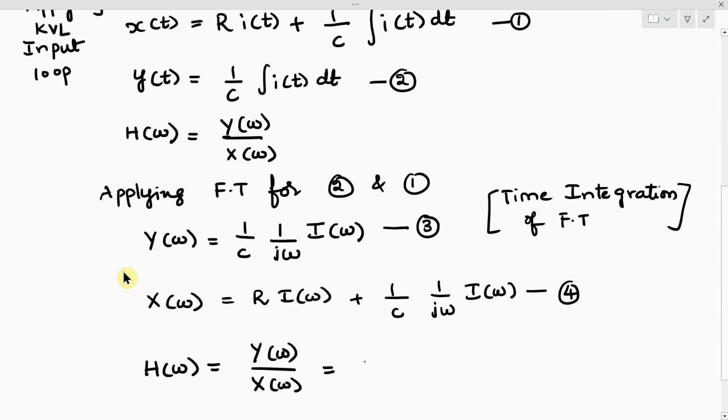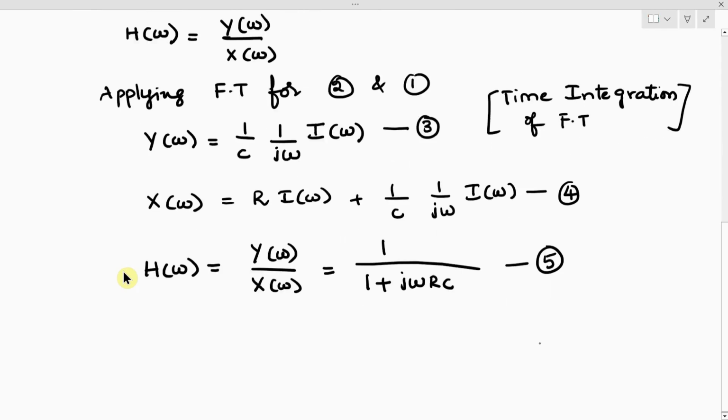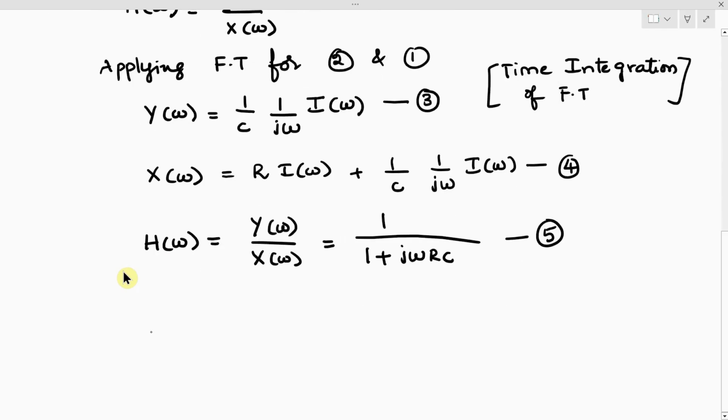I'm going fast because we already did this in the classroom yesterday. Can anyone tell me the final expression? 1 by 1 plus j omega rc. Okay. And from this, how can I get h of t? 1 by a plus j omega form.